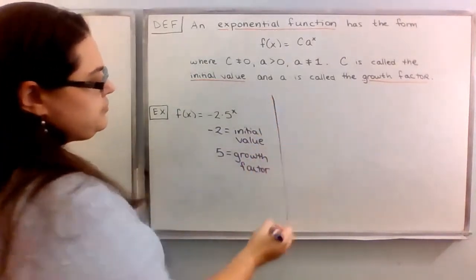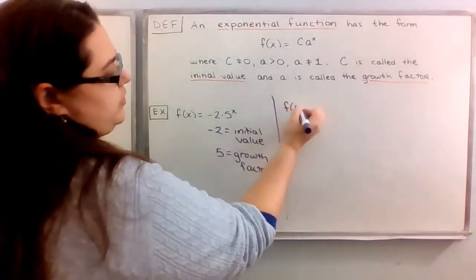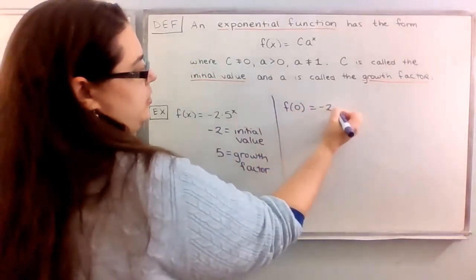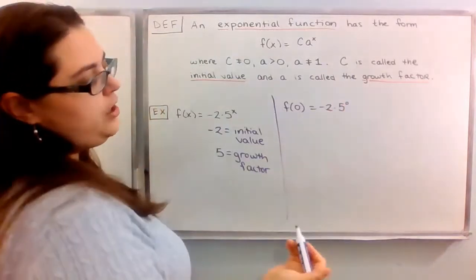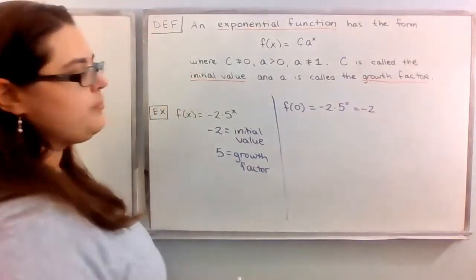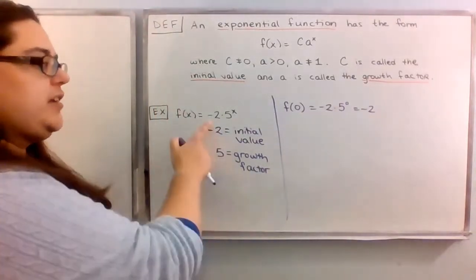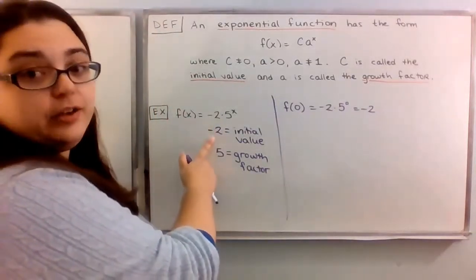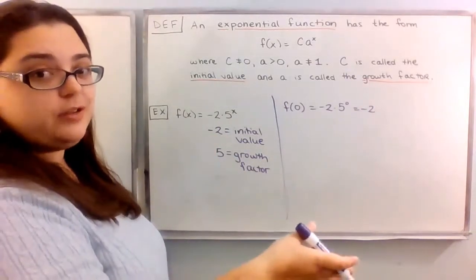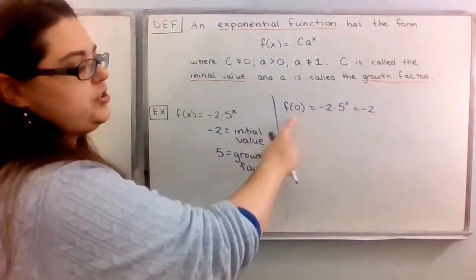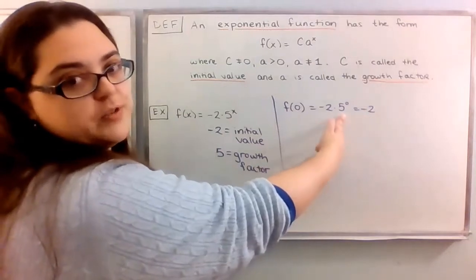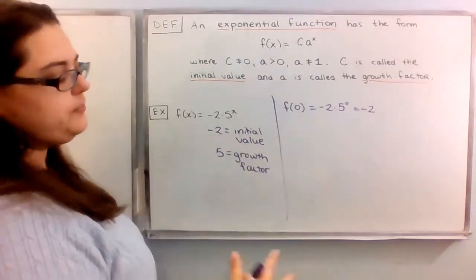So for example, if I want to find f of 0, I would get -2 times 5 to the 0. Well, 5 to the 0 is 1, so we get -2. The reason this -2 in the front is called the initial value is because oftentimes when you start an experiment, you're starting your time at mark 0. So at the beginning, at the initial time of the experiment, we get that number because anything to the 0 will give us 1. So that's where that term comes from.